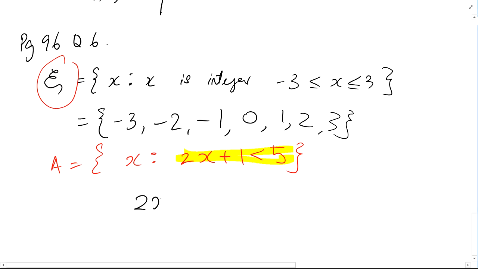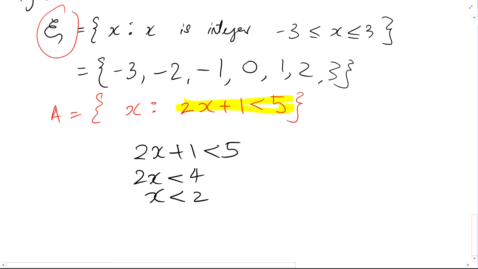So 2x plus 1 is less than 5. Do your inequalities properly. 2x is less than 4, x is less than 2. Okay? So if I draw a number line for x, this is 2, it is going to be like this. Now x can take any value as long as it's less than 2, right? According to the number line.